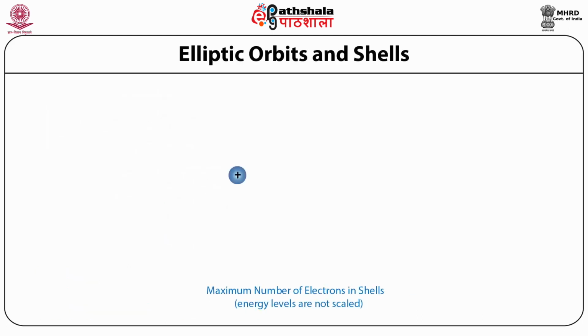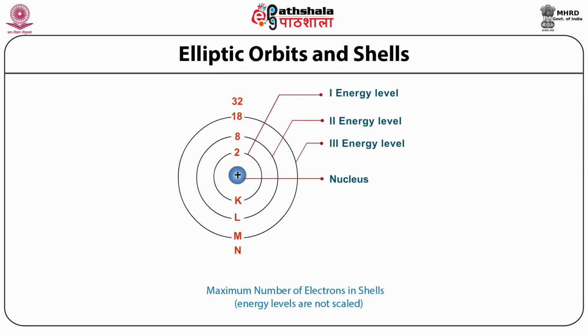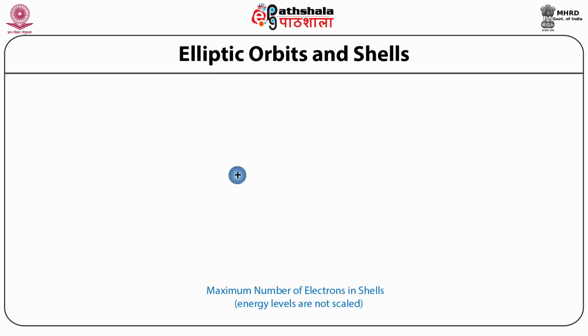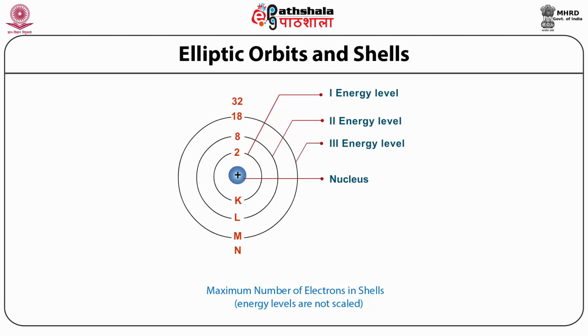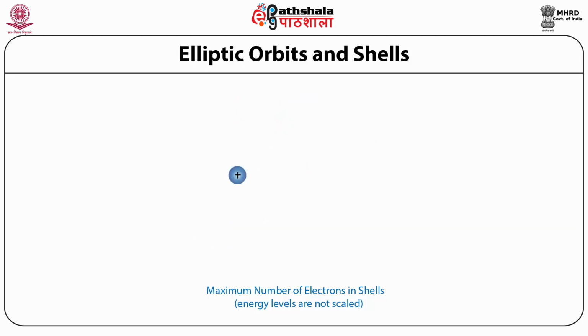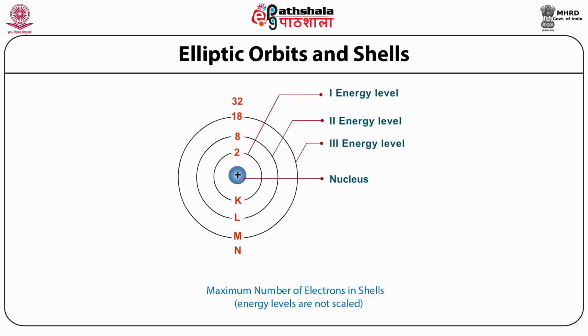This again shows the various shells. The K shell can accommodate 2 electrons, the L shell can accommodate 8 electrons, the M shell can accommodate 18 electrons, and the N shell can accommodate 32 electrons. As I have already told you, the number of electrons is given by the formula 2n square. So these are the various energy levels in terms of shells.